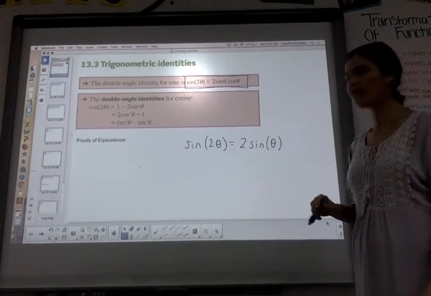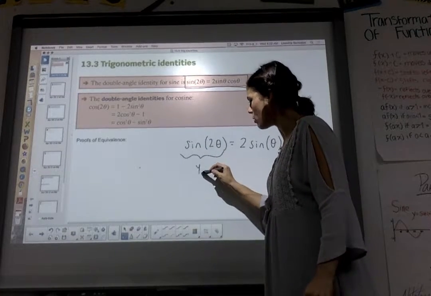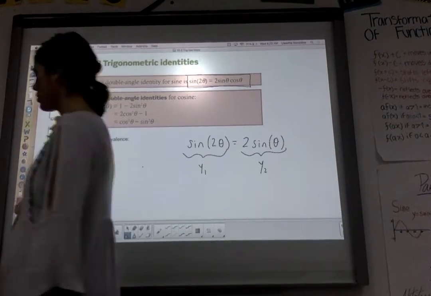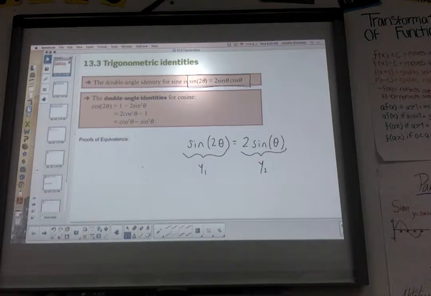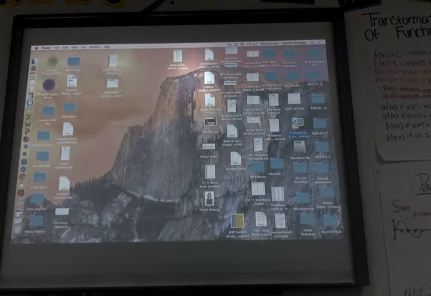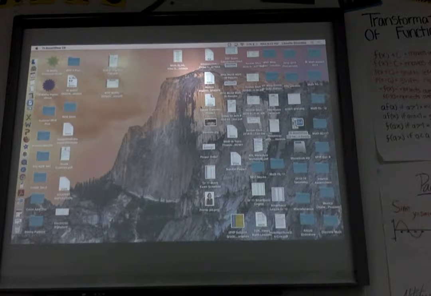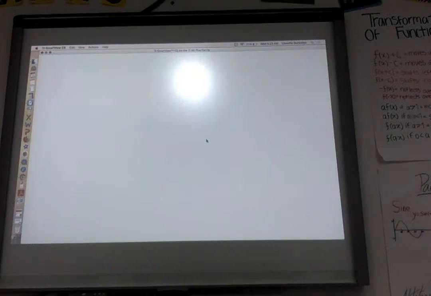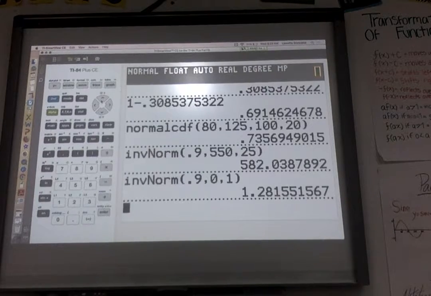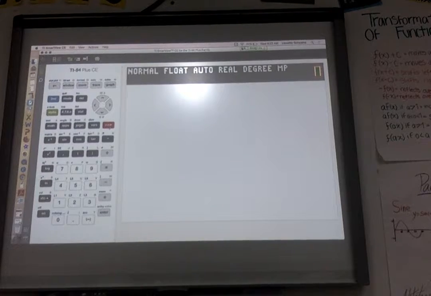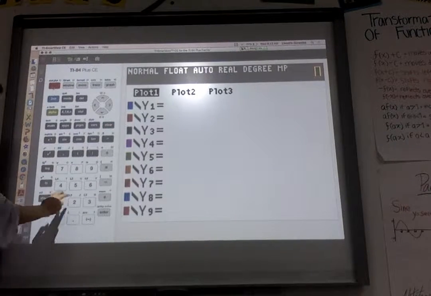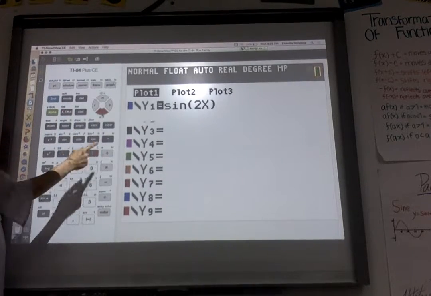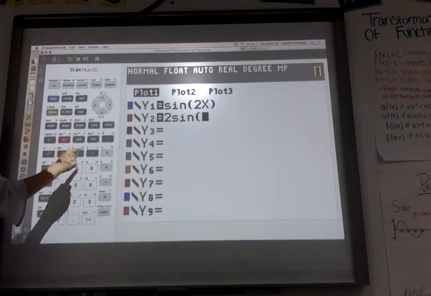Can you do me a favor? Can you type this in Y1 and this graph in Y2, and hit graph? I have to show you. Where's theta? X. It's just a variable. Okay, so in Y1 type sine of 2x, and in Y2 type 2 sine x.